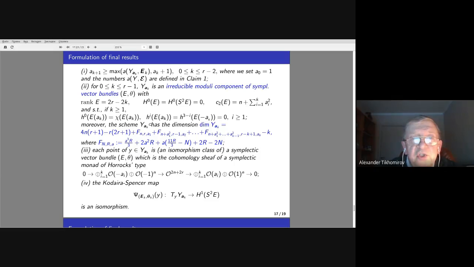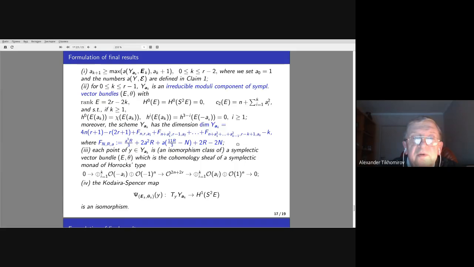And each such scheme has a dimension, which I highlighted by this blue color. The dimension is this one. So using this notation F sub 3 indices N, R, and A, where F is a polynomial of N, R, A, just presented here. You may see this formula.